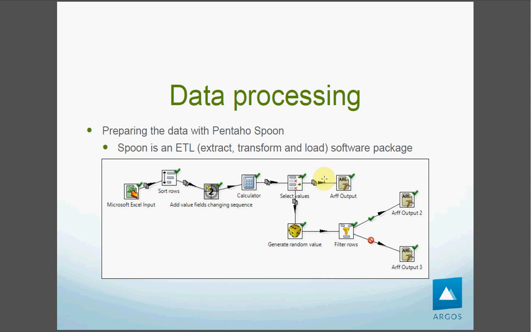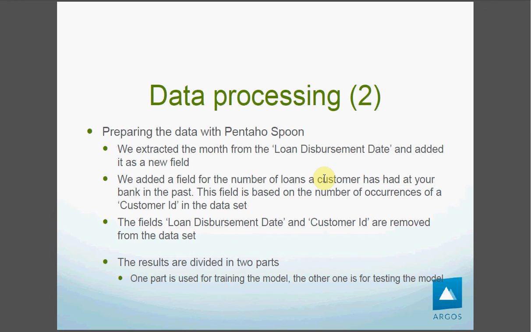Additionally, the fields loan disbursement date and customer ID have been removed from the data set. Finally, and this is important, we've divided the results into two parts, such that we now have two stacks of roughly 8,000 entries, each still containing 13 fields. One of these stacks will be used to create our predictive model, and the other will be used to test this model on its accuracy.